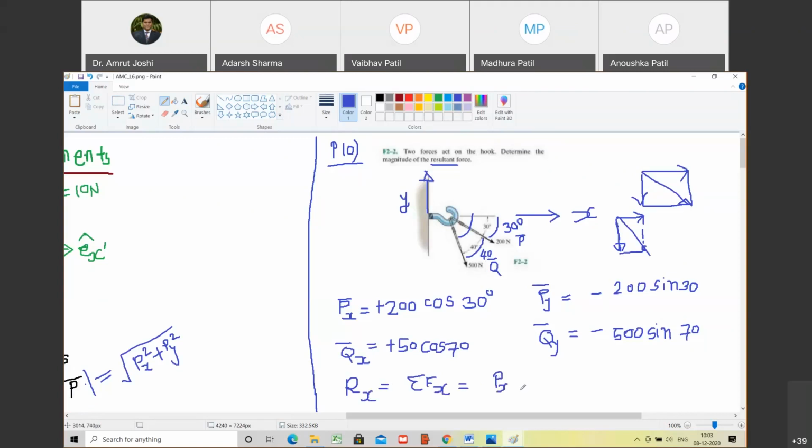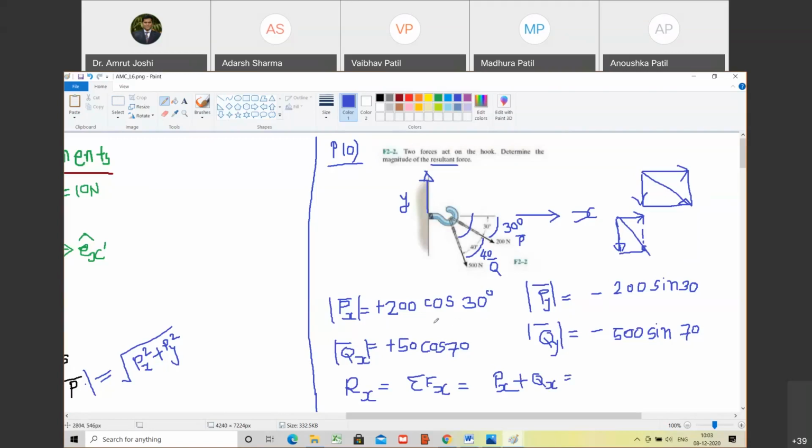Px, and by the way, this is magnitude. This is magnitude of Px bar, magnitude of Qx bar and magnitude of Qy bar. So it is going to be, that I can represent only by Px. I will not give bar sign here. So it is going to be Px plus Qx. Do you agree with me? Yes, sir. Aur ye sign ke saath karna hai. So Px ka bhi sign positive, Qx ka bhi sign positive. So in dono ka sum. Now tell me how much is 200 cos 30 and 500 cos 70? Sir, 200 cos 30 is 173.20.